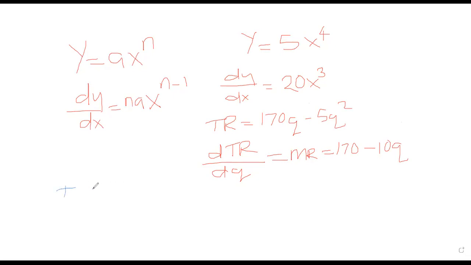What if we were given total cost as 10 plus 2Q? Likewise, it will be dTC over dQ. We said total cost becomes marginal cost, so the T becomes an M. Since we have a constant here which has no letter, it drops out. But 2Q becomes 2. Any number with just a letter to the power 1 remains that particular number.